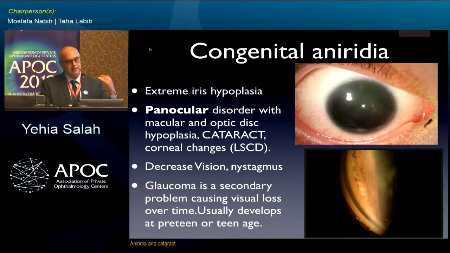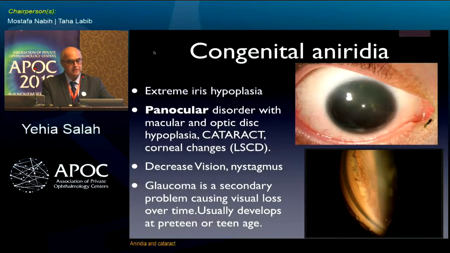Congenital aniridia has extreme iris hypoplasia. It's a pan-ocular disorder, which is very important to know. You are not only treating cataract if they have the cataract, but they might have macular hypoplasia, optic disc hypoplasia. They can develop cataract along the way. They have corneal problems, something called aniridic keratopathy, which is due to limbal stem cell deficiency, which is really serious, and it can alter your results, and you have to follow and see these patients.